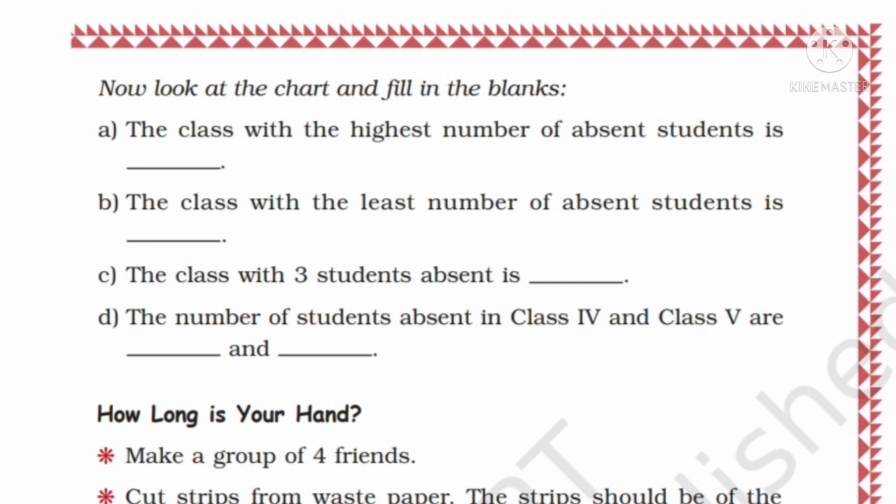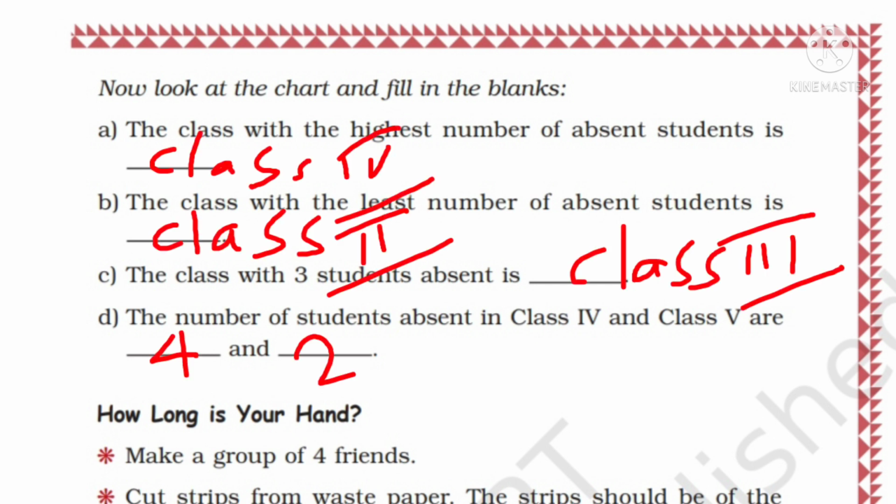The class with the highest number of absent students is class 4, because in class 4, 4 students are absent. The class with the least number of absent students is class 2. Only one student is absent in that class. The class with 3 students absent is class 3. The numbers of students absent in class 4 and class 5 are: class 4 absentees are 4 and class 5 absentees are 2. So 4 and 2.